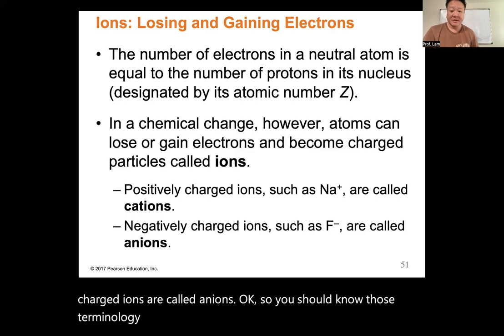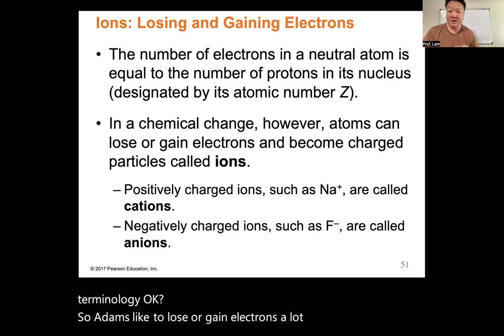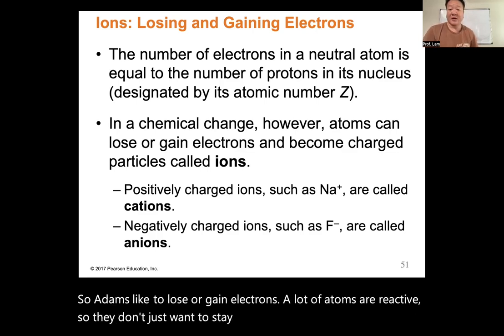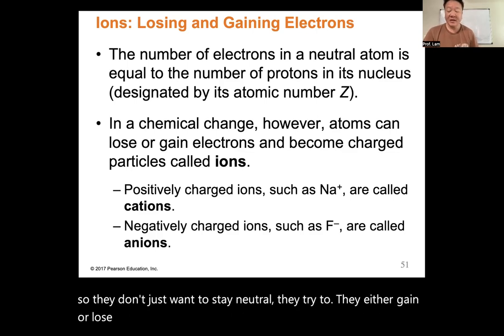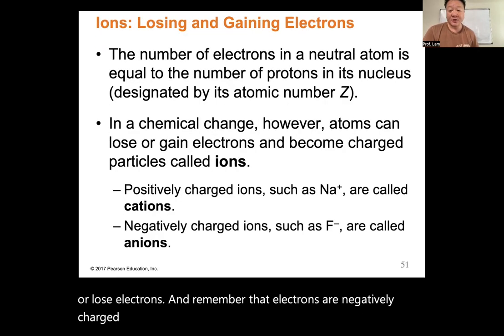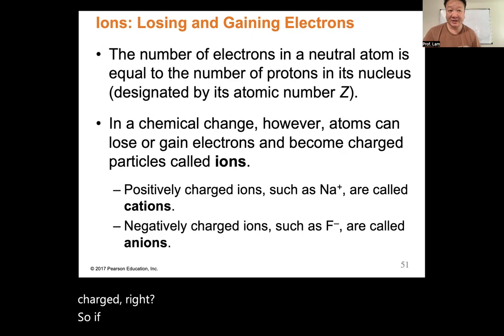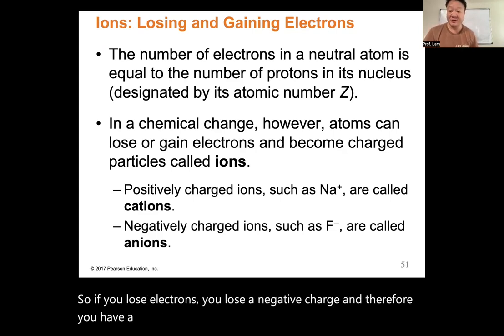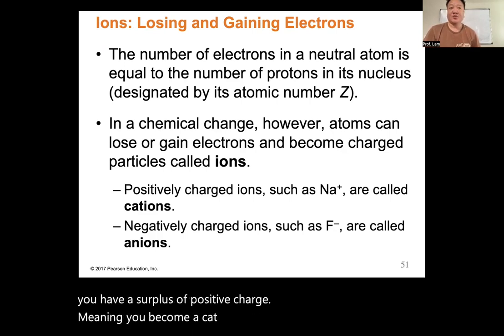Okay. So atoms like to lose or gain electrons. A lot of atoms are reactive, so they don't just want to stay neutral. They either gain or lose electrons. And remember that electrons are negatively charged, right? So if you lose electrons, you lose a negative charge, and therefore you have a surplus of positive charge, meaning you become a cation. Okay. So when you lose electrons, you become positive.